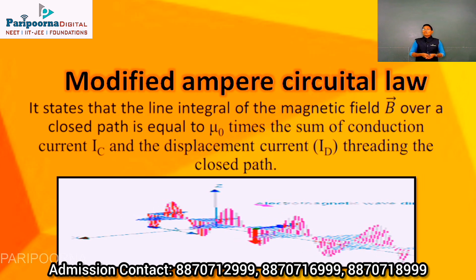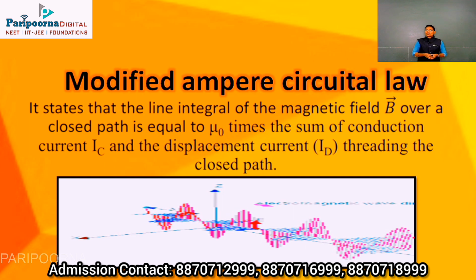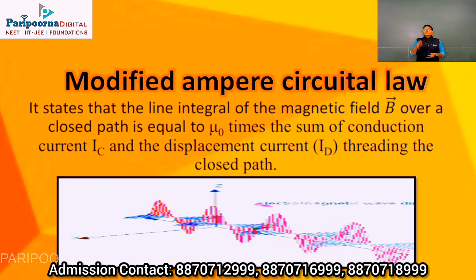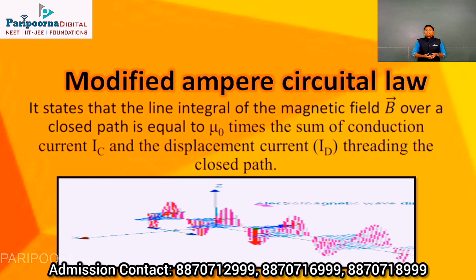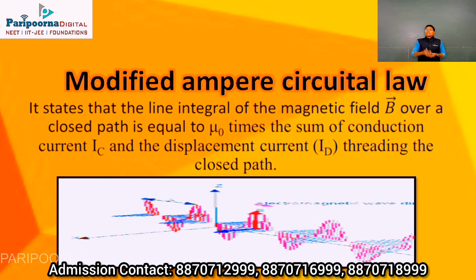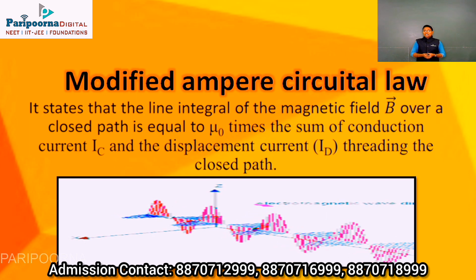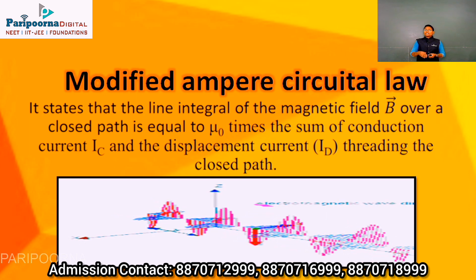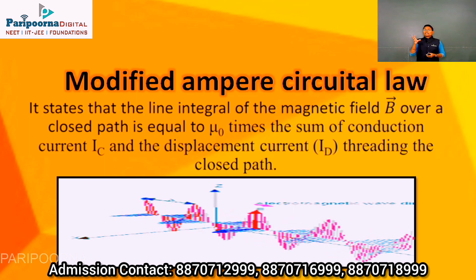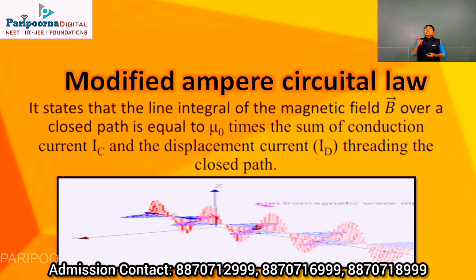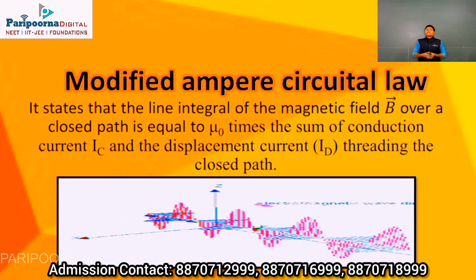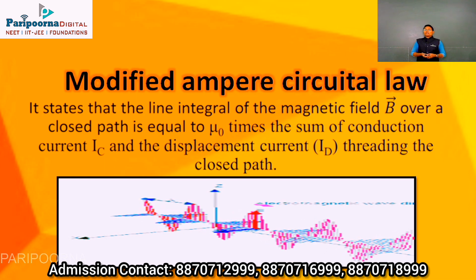So, here comes the modified Ampere circuital law. In lower classes we studied the Ampere circuital law; here we are going to see the modified Ampere circuital law. It states that the line integral of the magnetic field B over a closed path is equal to mu naught times the sum of the conduction current I_C and the displacement current I_D threading the closed path. So, this is the modified Ampere circuital law.